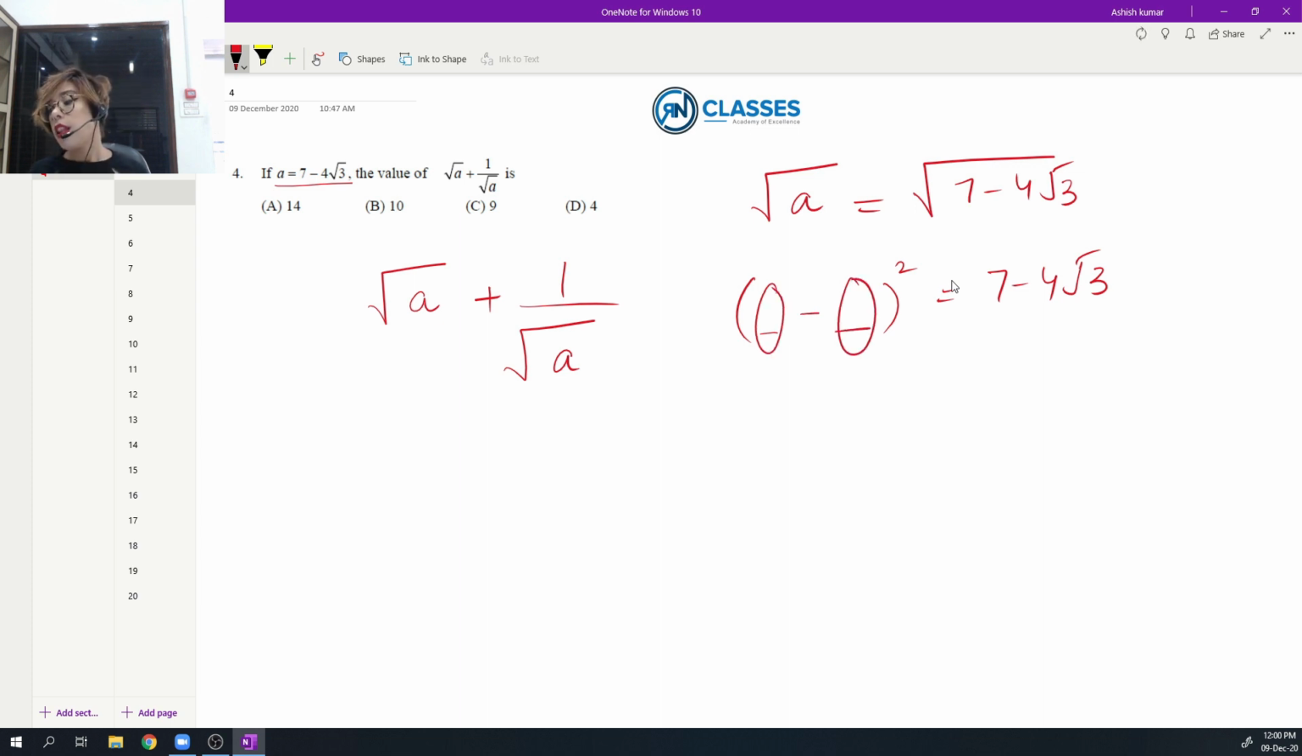Let's figure it out. That I can easily see from this term because this will represent minus 2ab. So minus 2 separate out kar lete. So minus 2 into 2 root 3.